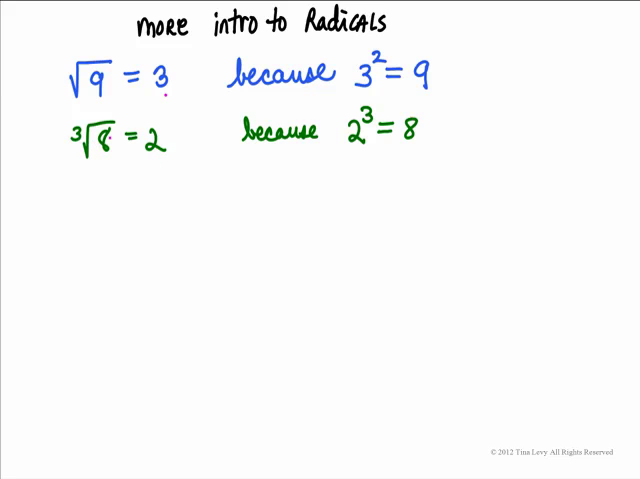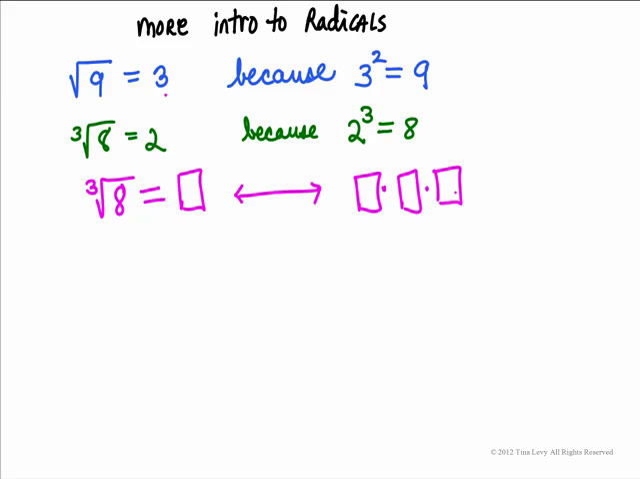Another way of saying this is if I said cube root of 8 and we don't know the number, let's call it box, it's equivalent to saying box times box times box, 3 times, gives you 8. And then we think of what number can you multiply 3 times to give you 8. And we know that number is 2.